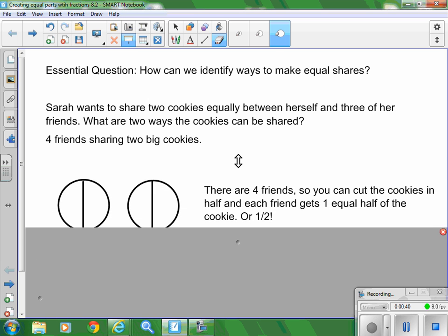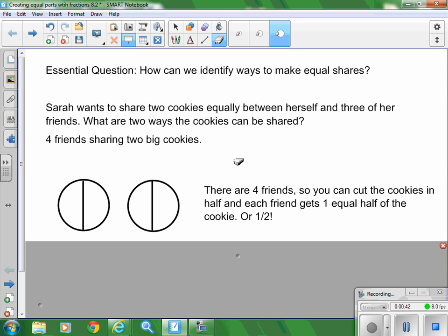Well, easy, the first one, right? Just cut them in half. You have 2 cookies and there are 4 friends, so you can just cut the cookies in half and each friend gets 1 equal half of the cookie, or the fraction would look like this, 1 half. Perfect. How else could you do it?